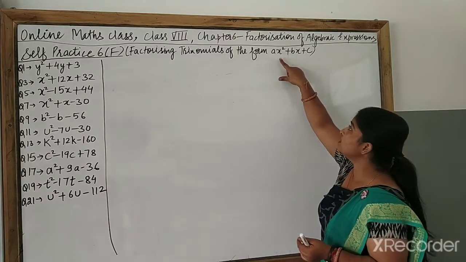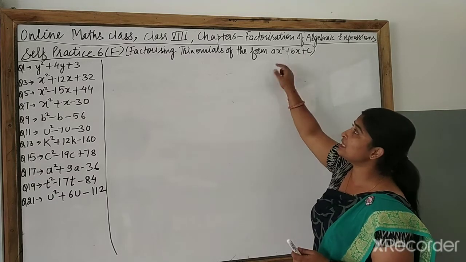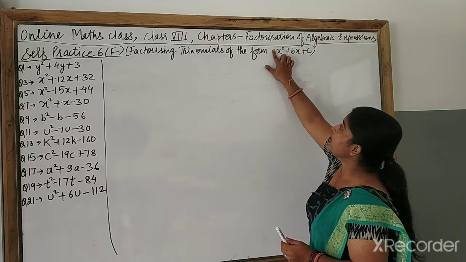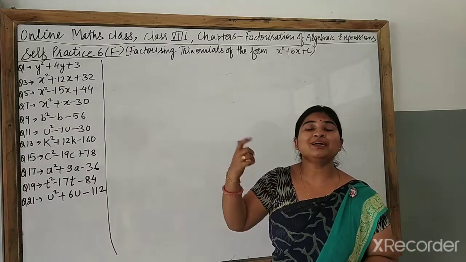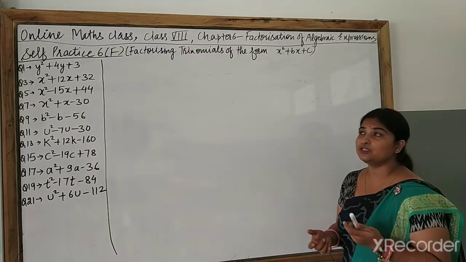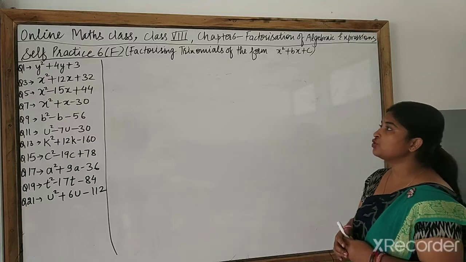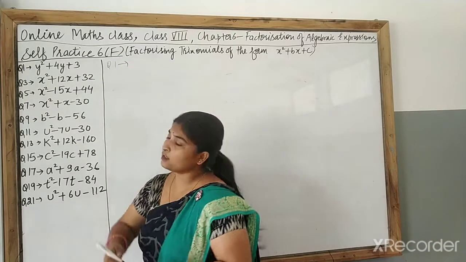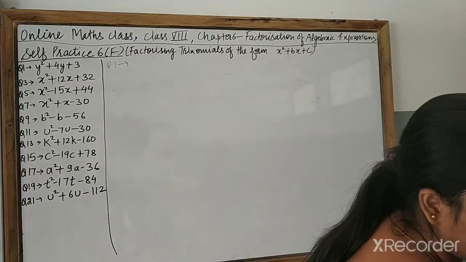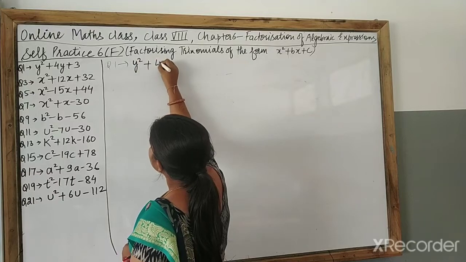Now we are doing it with ax square plus bx plus c, that is x square plus bx plus c. In this one you cannot use the identity. So in such kind of questions, how will we solve? Like you can see question number first. Question number first is y square plus 4y plus 3.